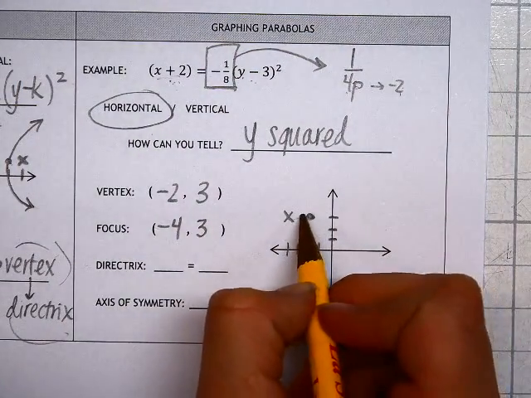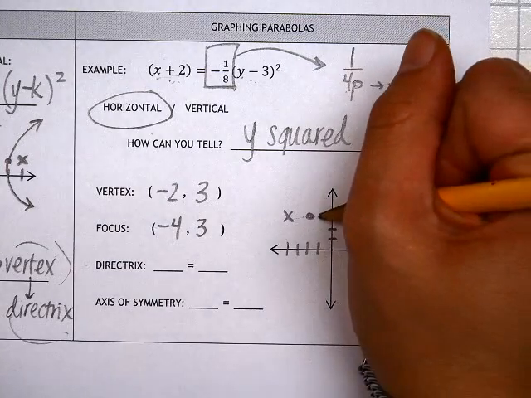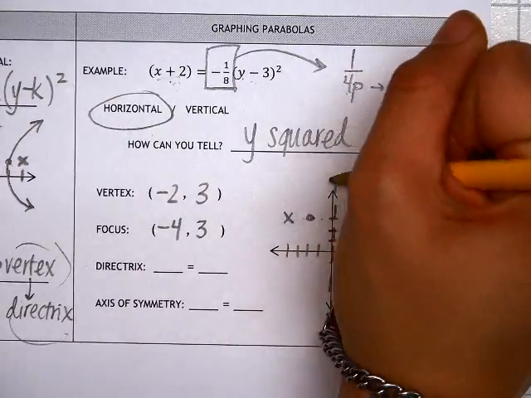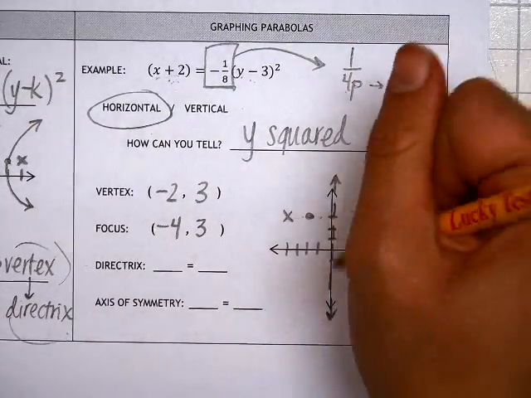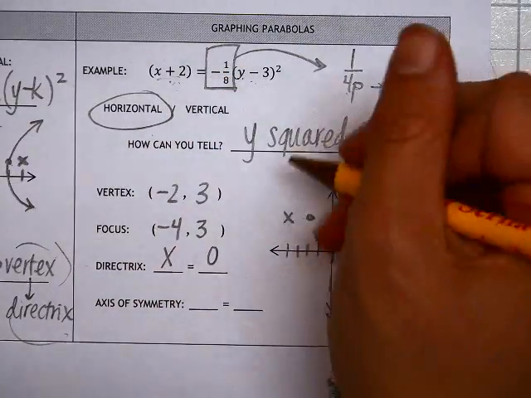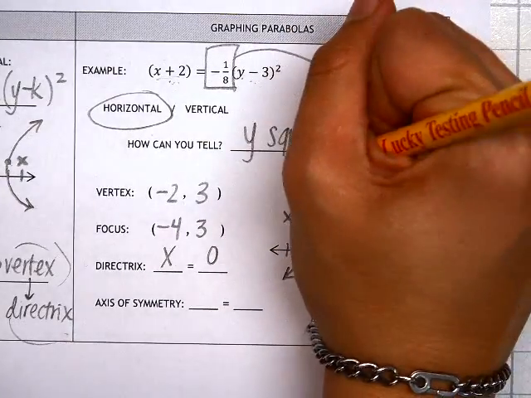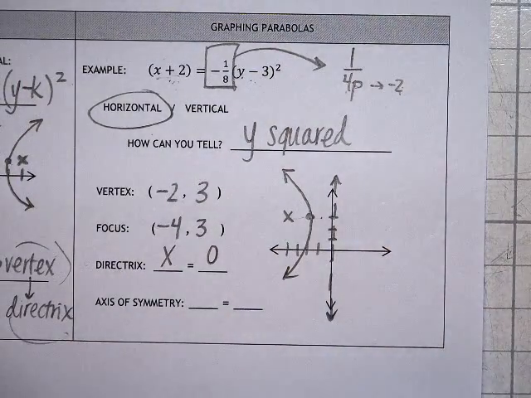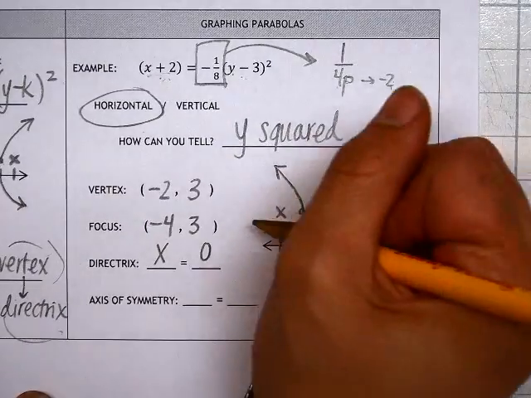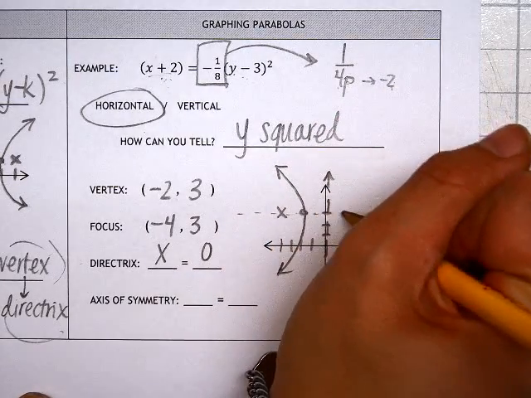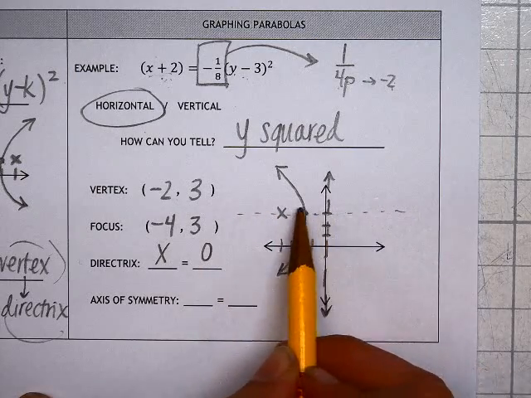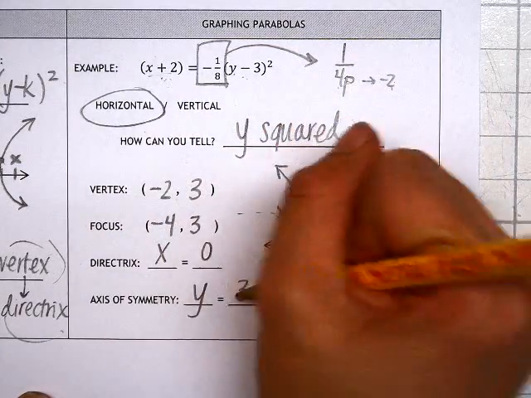Now if we had to go 2 units to the left to get to our focus, that implies we'll have to go 2 units to the right to get to our directrix. Since it's horizontal, that means our directrix faces up and down, and since it passes through the x-axis at 0, our equation is x equals 0. As we sketch in our curve, the last thing we're asked to look at is the axis of symmetry. The axis of symmetry can be drawn in such a way to cut the parabola exactly in half. If I draw that line exactly halfway, we'll notice it goes through the y-axis at 3, so the equation of the axis of symmetry is y equals 3.